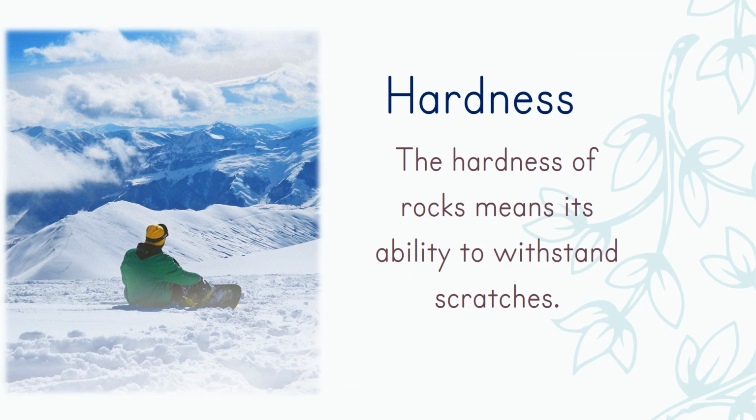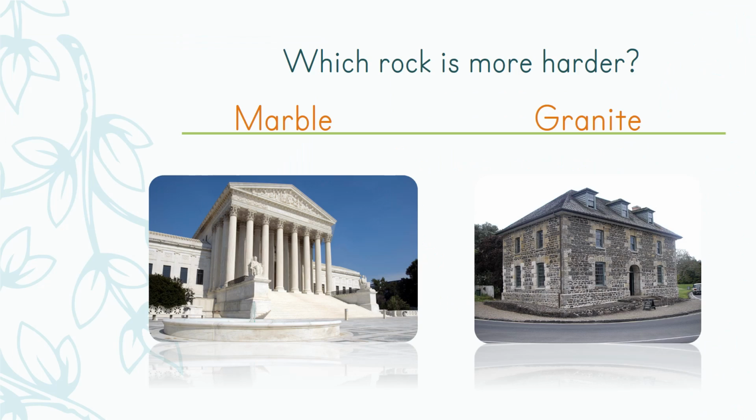What is meant by the hardness of rocks? The hardness of rocks means its ability to withstand scratches. Can granite scratch marble? Or can marble scratch granite? Which rock is harder? Marble cannot withstand scratches, but granite can, because there is no scratch on granite, so it is harder than marble. Different rocks have different hardness, and we can compare the hardness of different rocks by doing the scratch test.